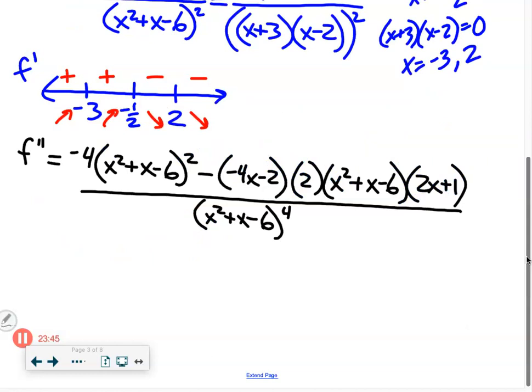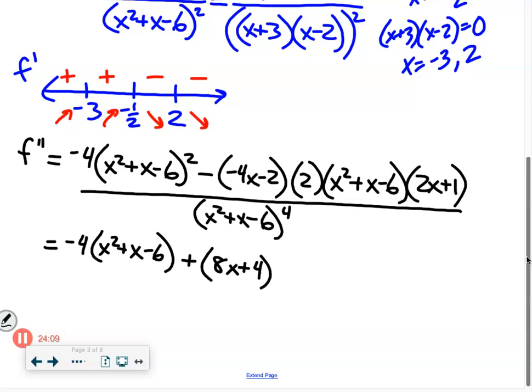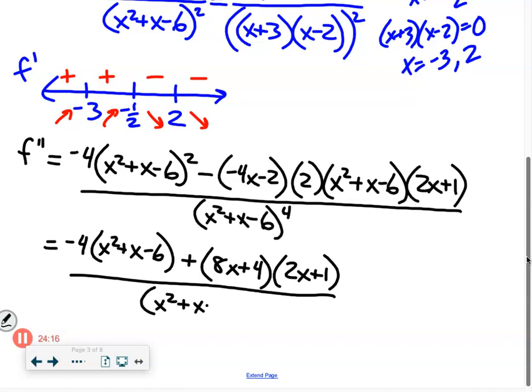So the first thing I did when I did my derivative was I canceled an x squared plus x minus 6 from every term. So I was left with -4 times x squared plus x minus 6. So I'm going to kill these negatives and put plus, and I'm going to distribute this 2 in here. Let's just kill some stuff. So we have 8x plus 4 times 2x plus 1 over x squared plus x minus 6 cubed.